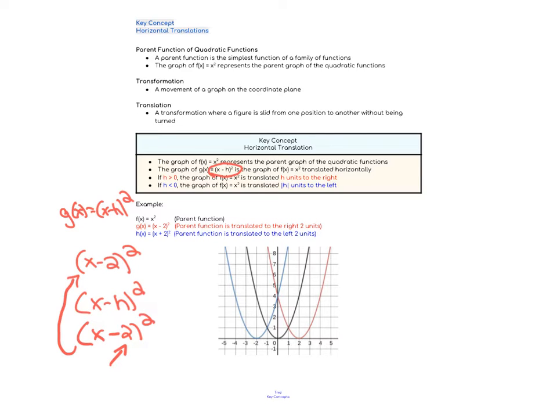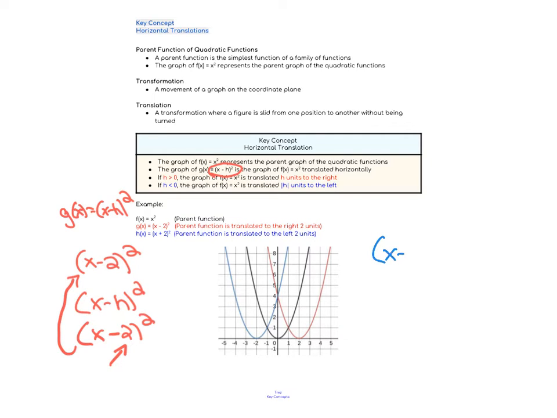Okay, next let's take a look at in blue. h of x equals x plus 2 squared. So it's our parent function, and then x plus 2 squared. This blue parabola moved 2 units to the left. So again, this is where it could get a little bit tricky. So let's take a look.